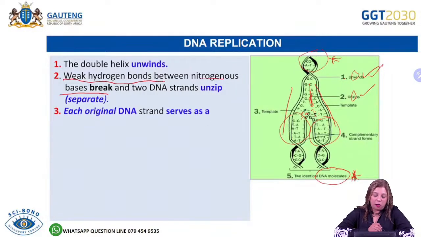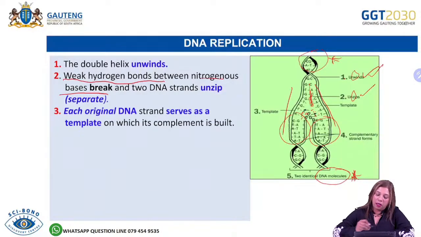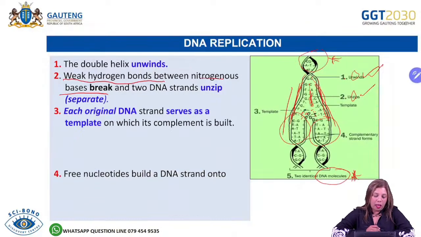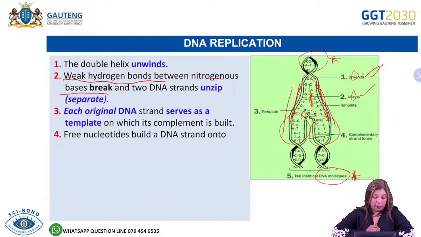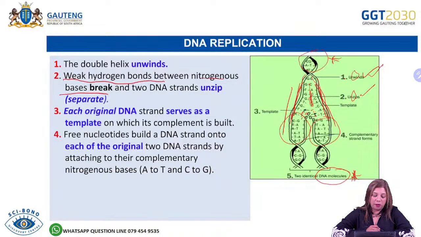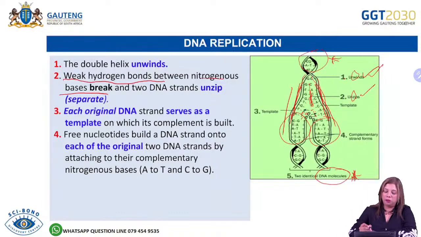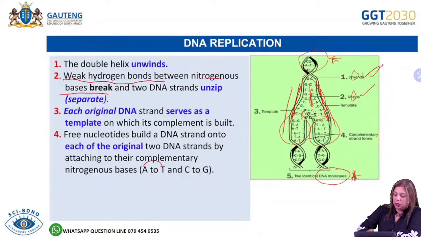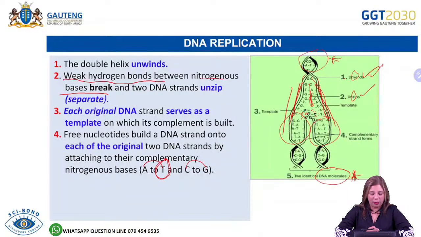And then we have each original DNA strand serves as a template on which the complement is built. Here's the original DNA strand, and there's the second original DNA strand. Okay? And free nucleotides build a DNA strand onto each of the original two strands by attaching their complementary nitrogenous bases, A to T and C to G. Remember, A is complementary to T and C to G. And because it is DNA, we are talking thymine. Okay? So that is basically what happens.